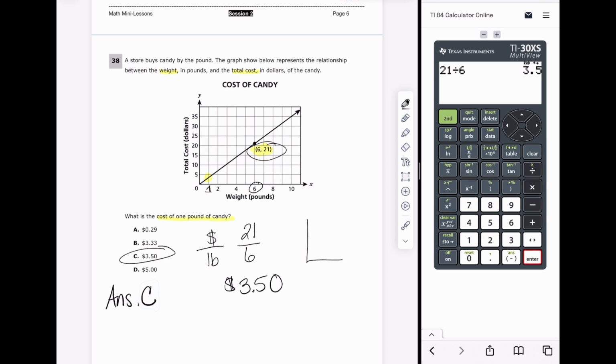If you wanted to use a ratio table for this, you could, and you would get 6n is equal to 21, and you're still going to divide by 6, and you're again going to do 21 divided by 6, which is still going to give you 3.50. All right, and that's it. That's our last multiple choice question.